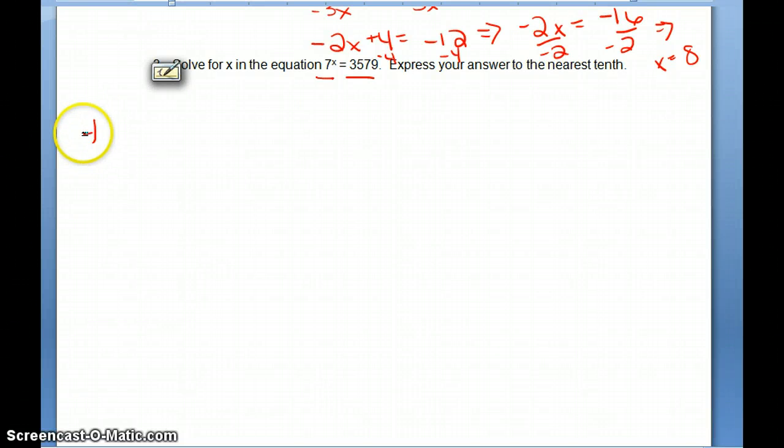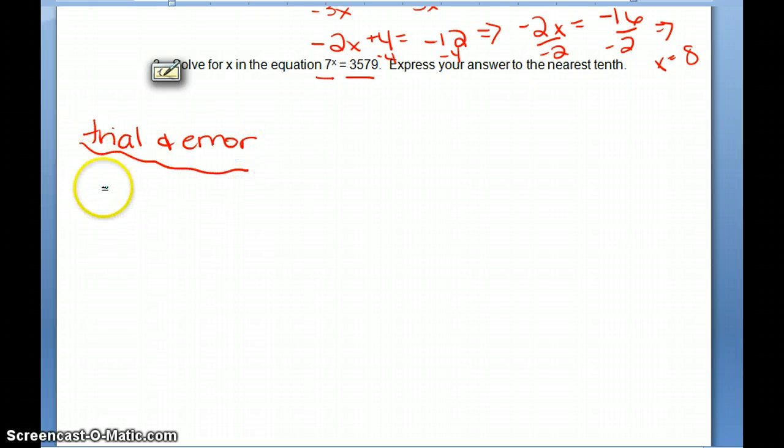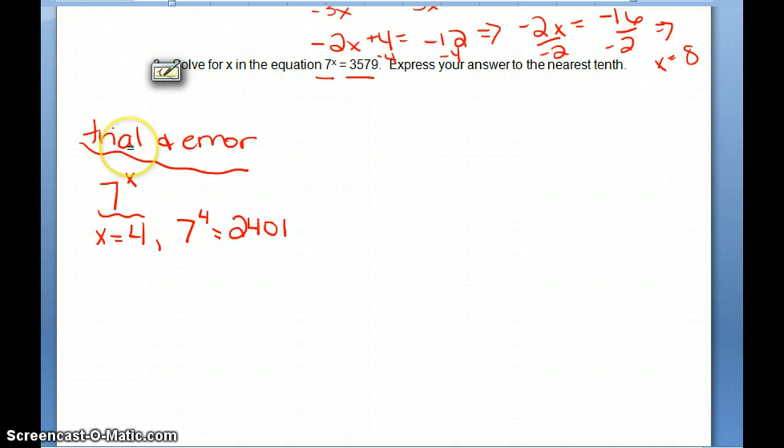Alright, so let's first try trial and error. We're just going to look at where we have that variable, so we're just going to look at 7 to the power of x. For your first one, take a guess at what would realistically get you close to 3,579. Maybe let's try x is equal to 4. When you put 7 to the power of 4 into your calculator, you get 2,401. So clearly that's a good distance away from 3,579, so let's keep going.